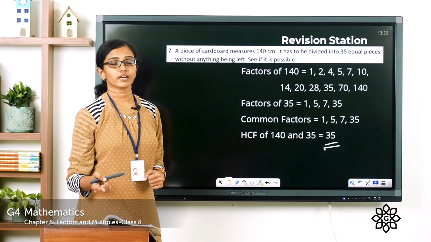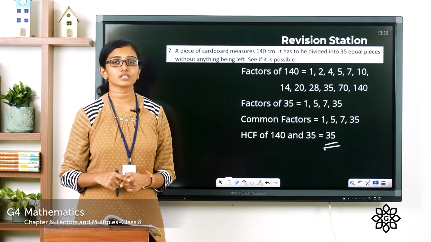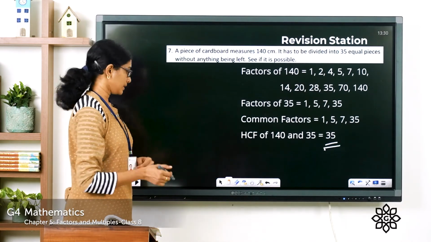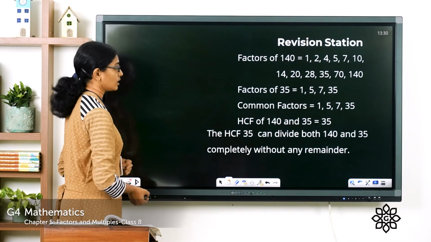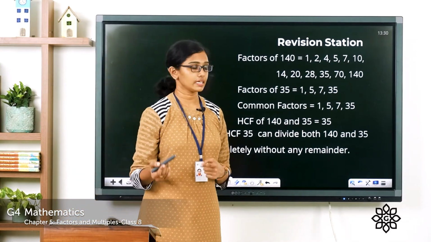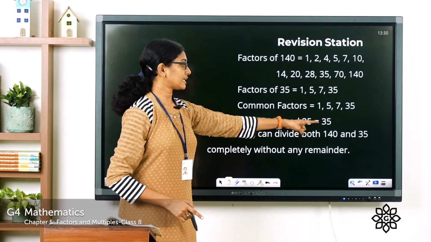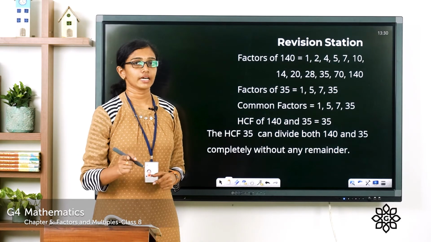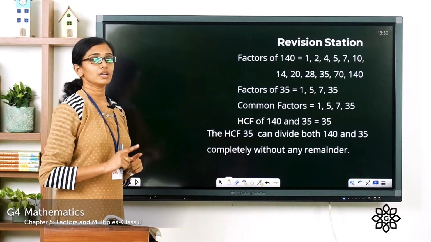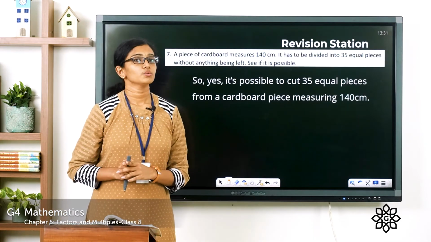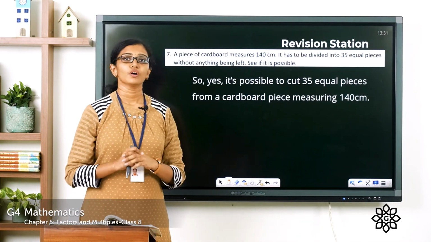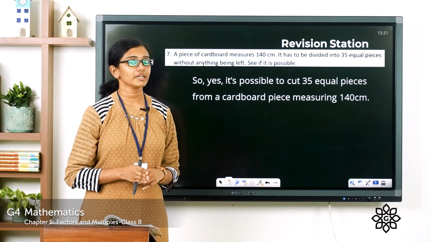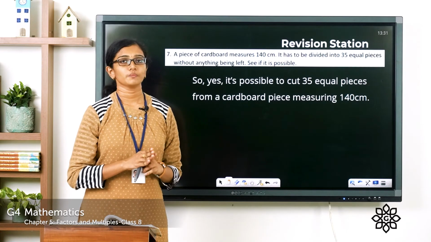And what is the highest common factor, HCF? HCF means the largest number which can divide the given numbers completely without any remainder. Means if the HCF of 140 and 35 is 35, it means 35 can divide both 140 and 35 completely without any remainder, right? Means 140 is completely divisible by 35. So, we can conclude that it's possible to cut 35 equal pieces from the cardboard piece measuring 140. There will not be any remainder, or no piece will be left.